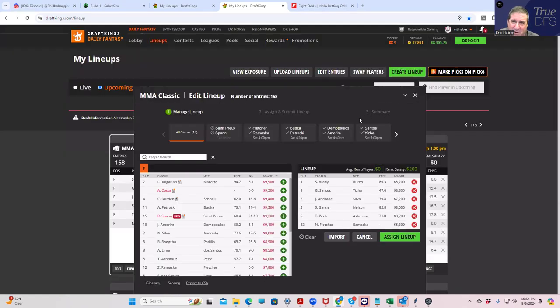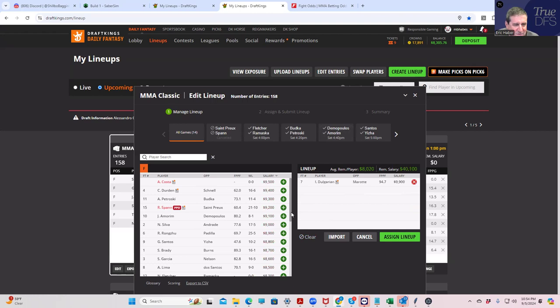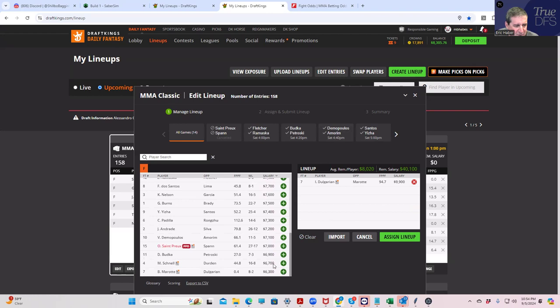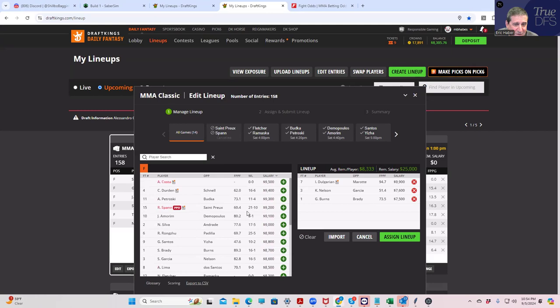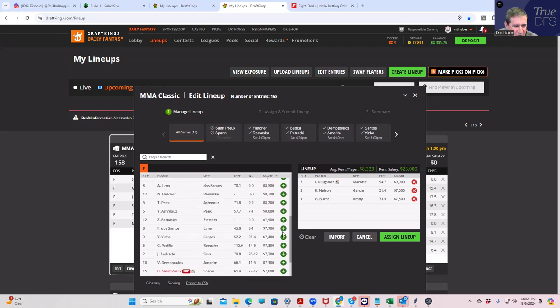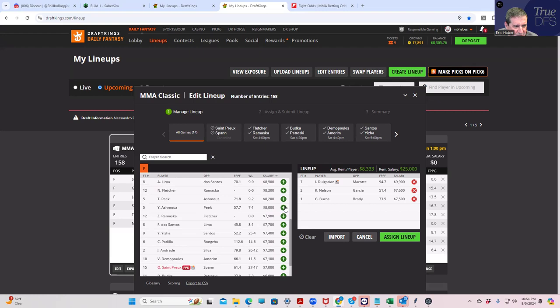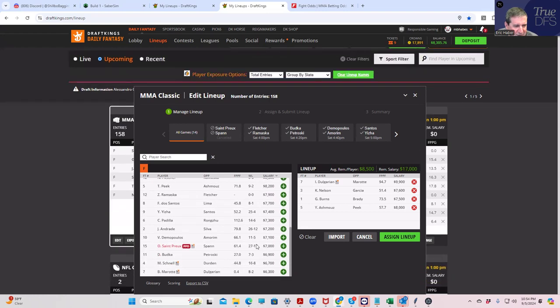What does the rest of the lineup have to look like to afford a $9,900 fighter? For example, let's put him in. Now you're at 8K per man. So the way you'd probably have to do this, if you wanted to play him, is you really would need to play, if not all of the underdogs, at least most of them from that list of key fights I gave you. So let's say you put in Nelson. Burns is 7,500. That's pretty good. And then who were the other ones? So Nelson, Burns, Ashmus, and what was that first fight? Let's say Ramaska.